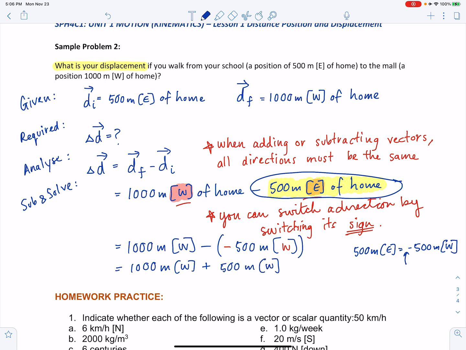These are in the same direction now, so we can add them on our calculator. And folks, make sure you use your calculator whenever you're doing calculations in physics. I don't want you to lose any marks because you tried to do the calculation in your head. There's no shame in using a calculator no matter how simple the question is. So 1,000 meters west plus 500 meters west is 1,500 meters west. And that's your displacement when you walk from your school to the mall.